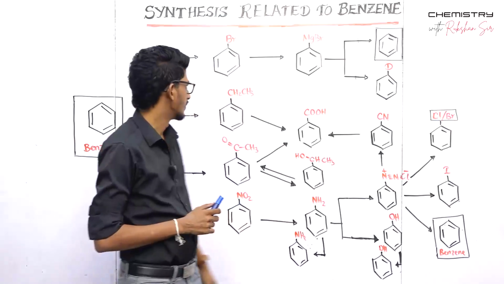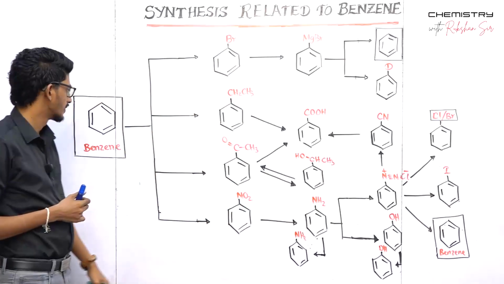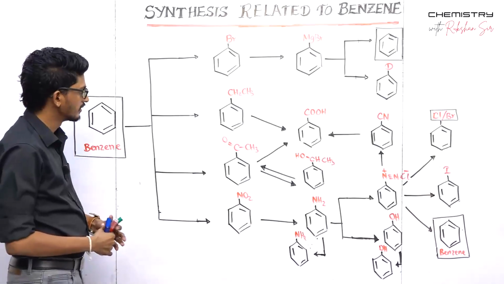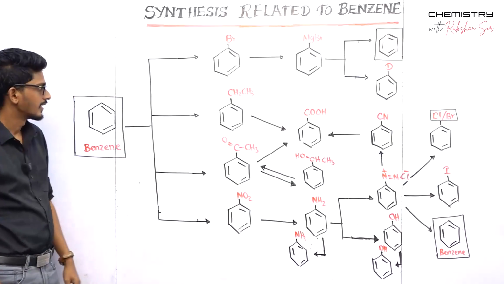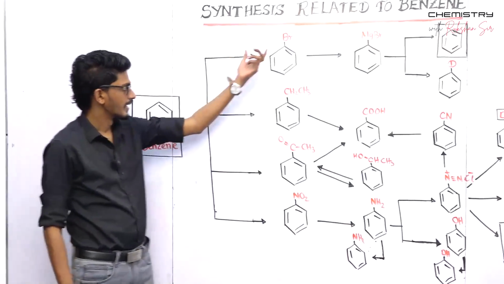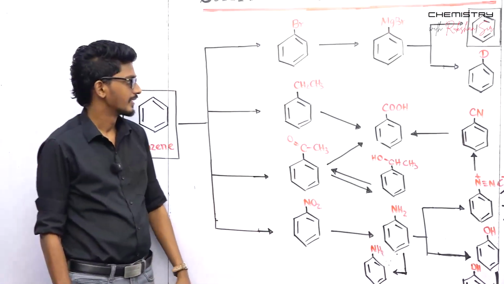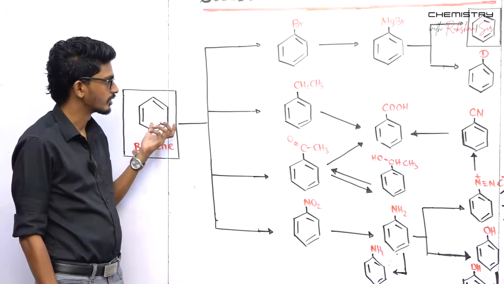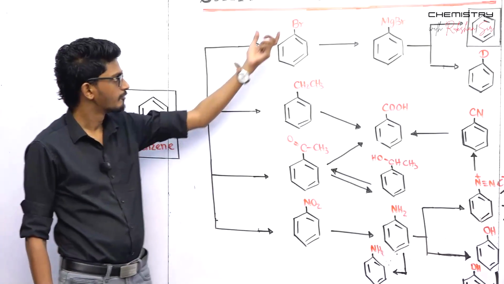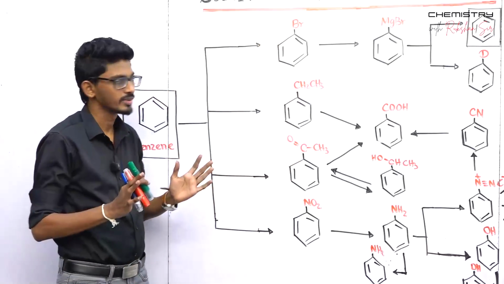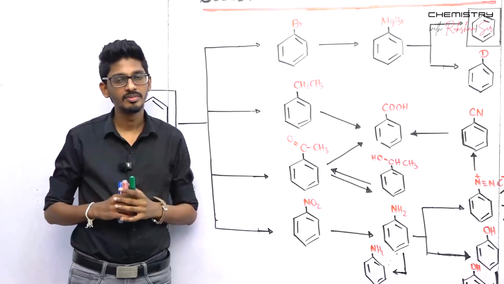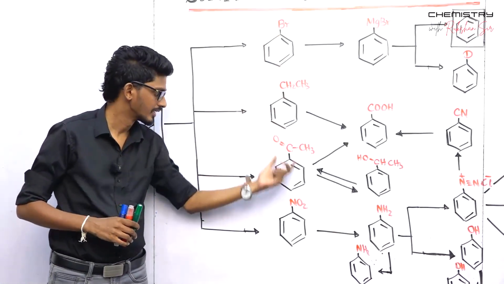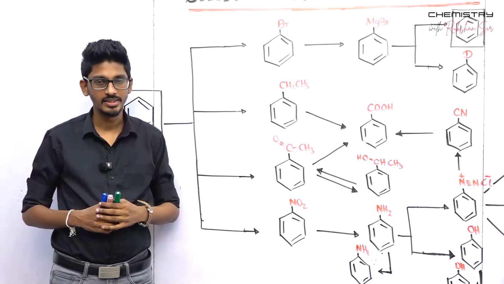You can clearly see a chart here. The benzene appears, and basically we can connect four groups directly to the benzene ring. According to our syllabus, only four groups can be connected directly to the benzene ring in a single step. Those are these four groups. Let's discuss them.